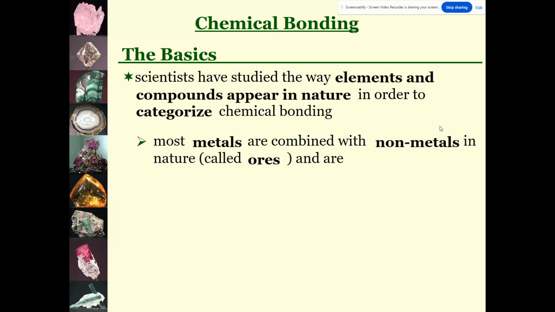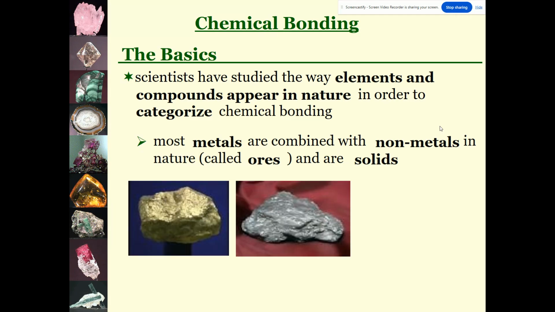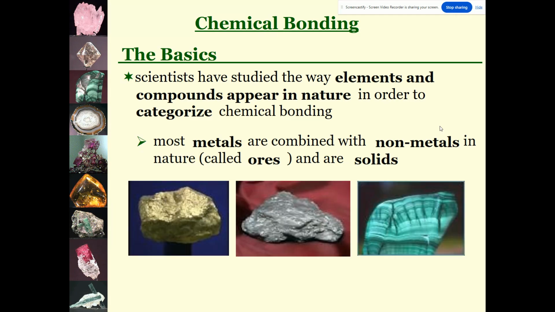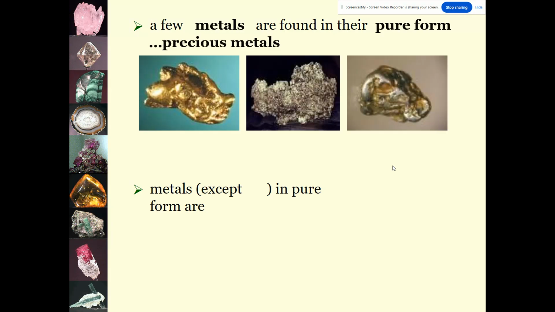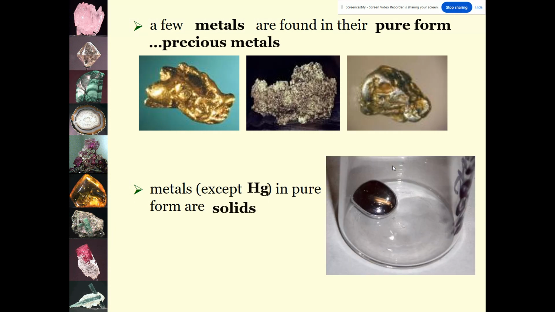So first of all, metals. Metals generally are not found on their own unless they're a precious metal. Most of the time they combine with a non-metal to make an ionic compound. Now that ionic compound can be called an ore, and as we know, ionic compounds in their natural state are all solid. Metals, again, that exist on their own are called precious metals, like gold and silver. All metals are also solid at room temperature, with the exception of mercury.